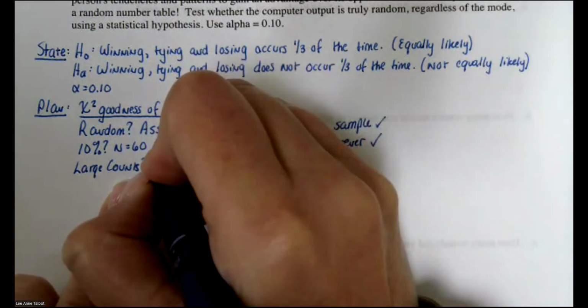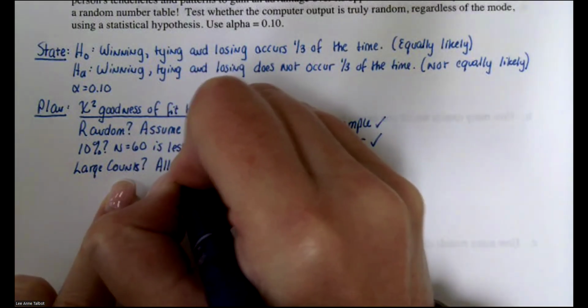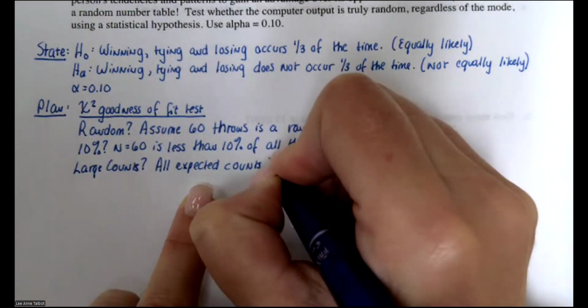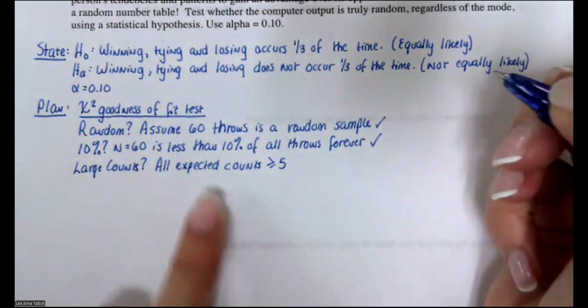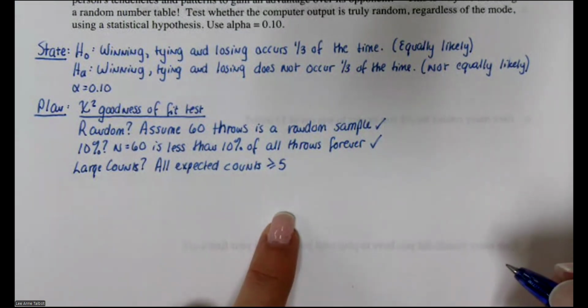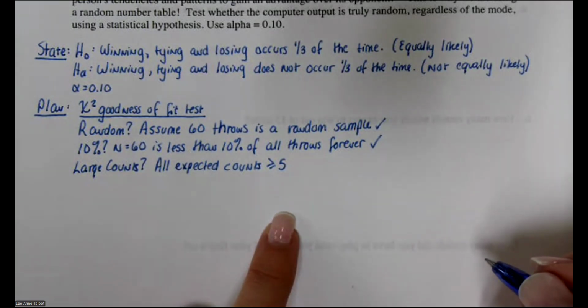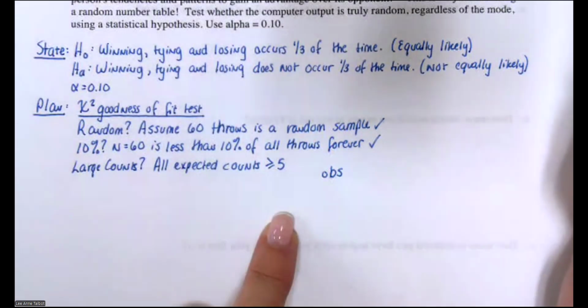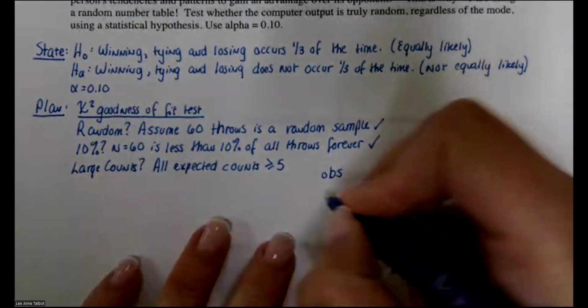Now what I'm hoping is that this is true. The large counts condition for chi-squared is all expected counts are greater than or equal to 5. I'm sort of writing this prematurely. I'm just going to hold off putting my little check mark there. And then I'm going to remind you how to find expected counts for chi-squared goodness of fit.